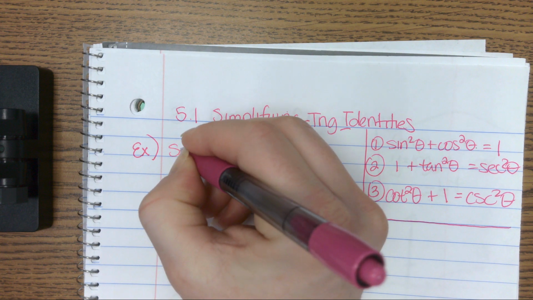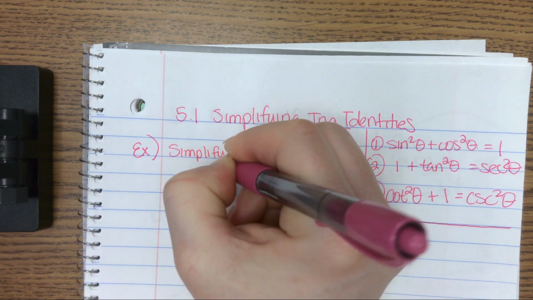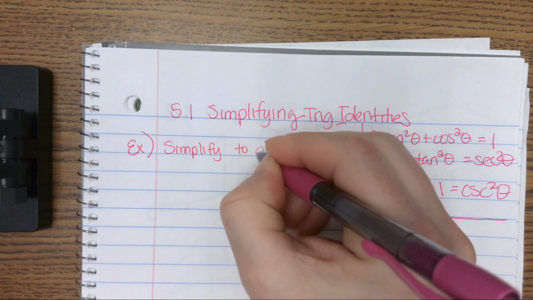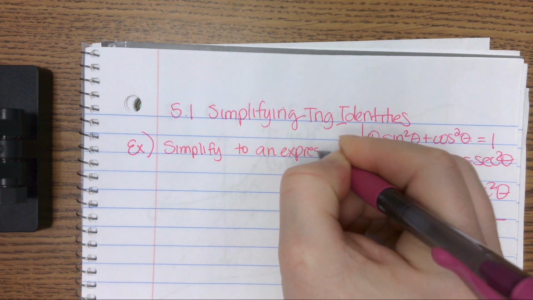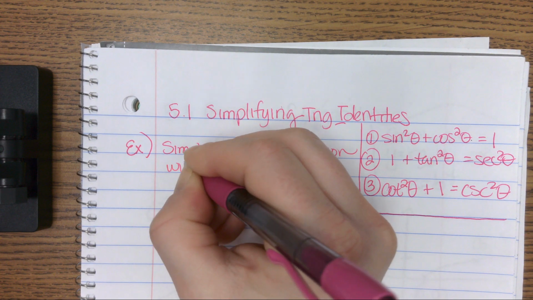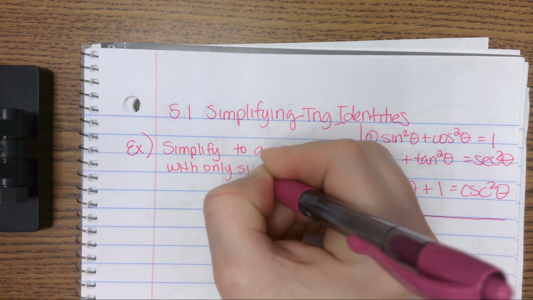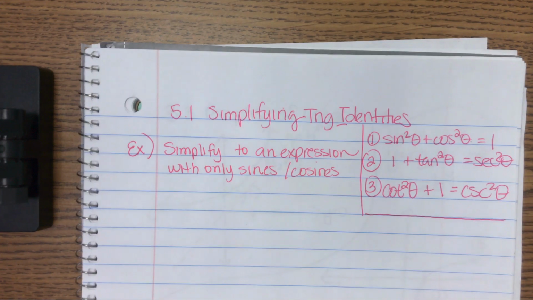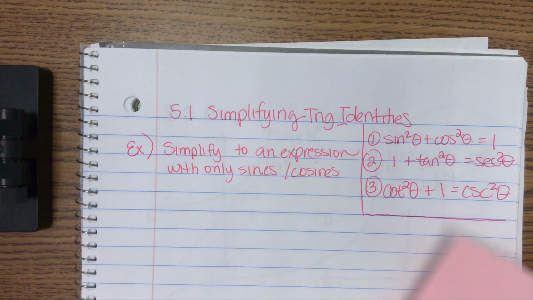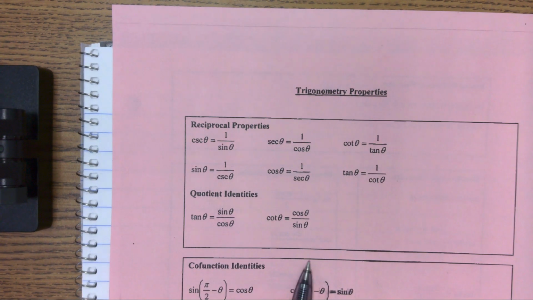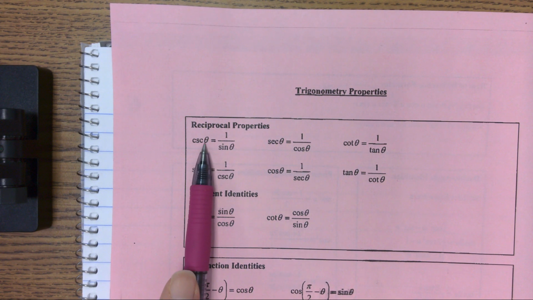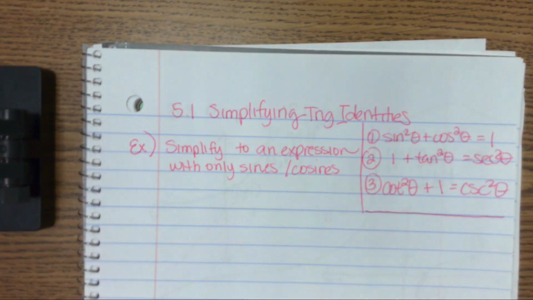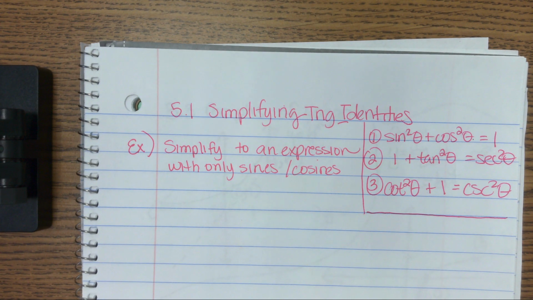So simplify, and the instructions for my simplifying are to an expression with only sines and cosines. That is the introduction to when we were doing the reciprocal and quotient identities. If possible, you're going to rewrite these things so we only see sine and cosine in there, and then hopefully cancel some things out.